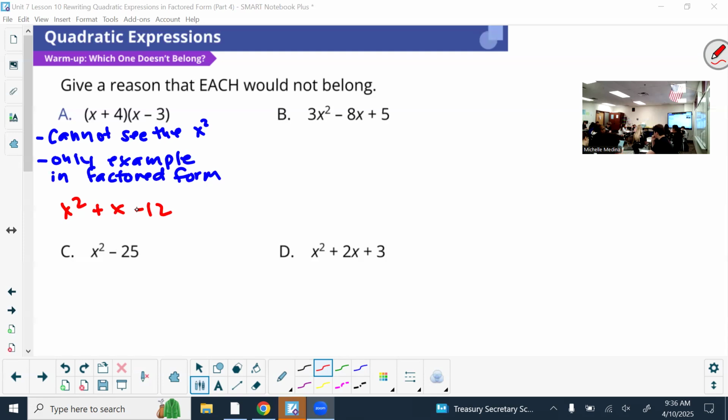So that is why A does not belong. Questions on that? Okay. Table 2, why does B not belong? All right, it's the only one that has a different coefficient. What's the coefficient of the other ones? 1, good. So for that one, the leading coefficient is not 1. And that's why it doesn't belong.